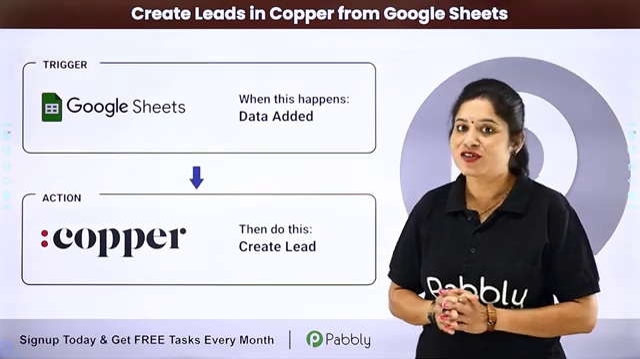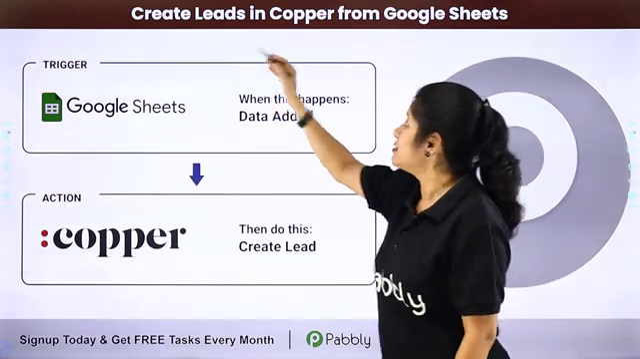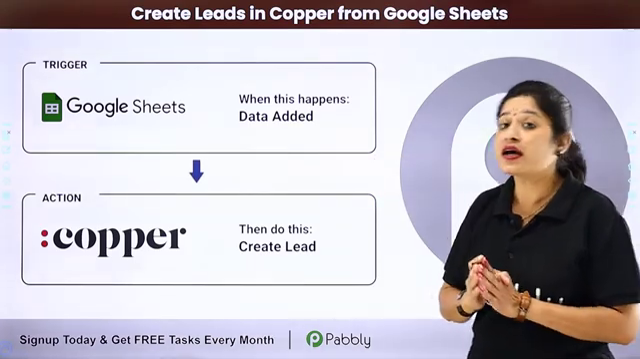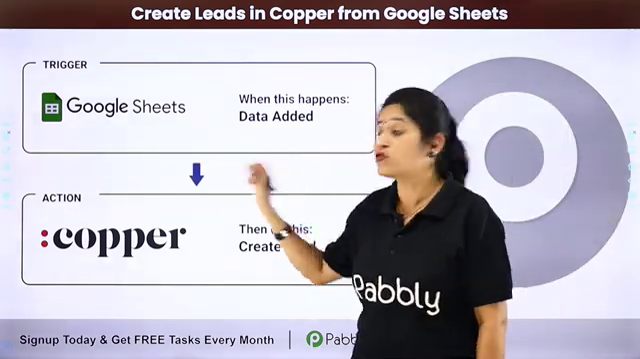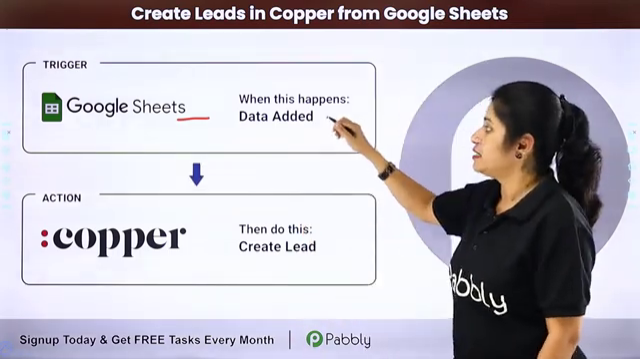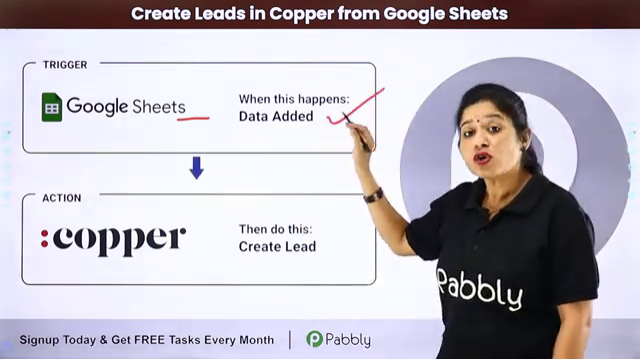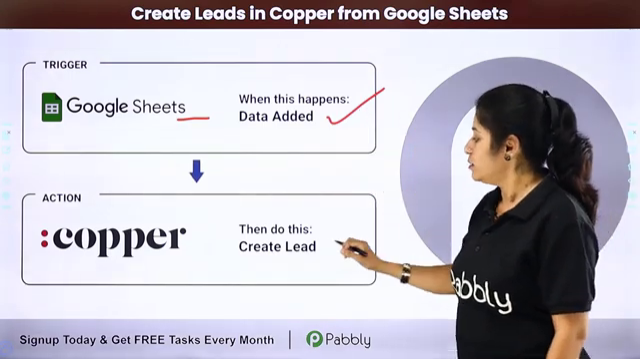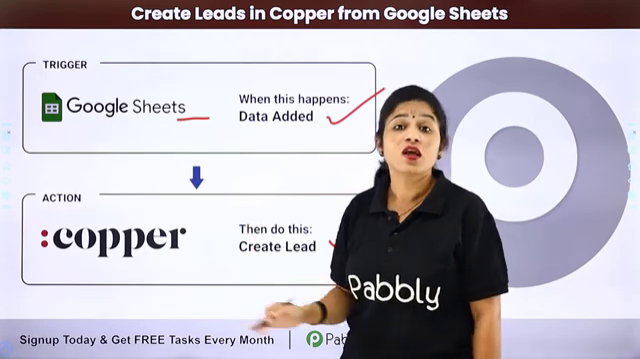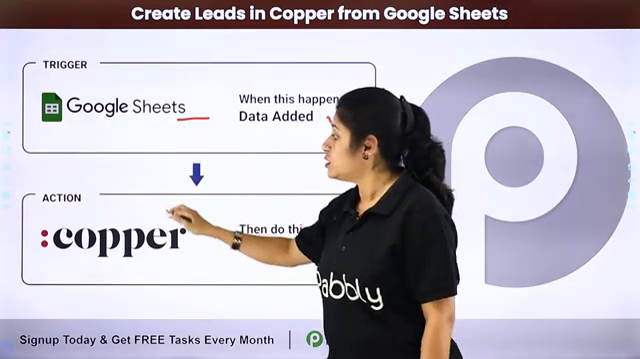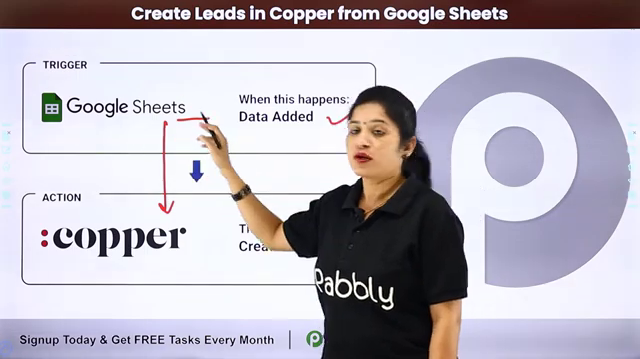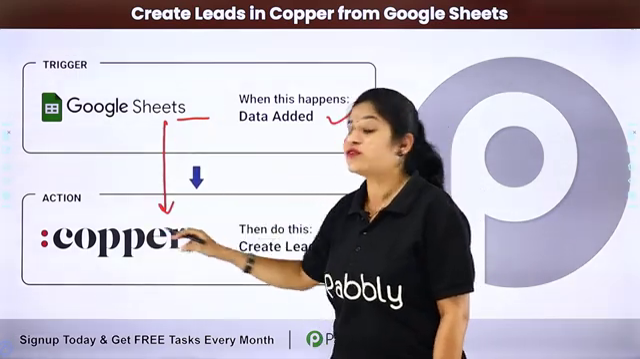In this video, we are going to learn how you can create leads in Copper from Google Sheets. So the idea here is that you are collecting the lead details from various sources in your Google Sheets. Now you want that whenever a new contact detail is added to your Google Sheet, automatically using those details, a new lead should get created into your CRM software application, that is Copper. For that, you need to integrate your Google Sheets with Copper CRM. So here your trigger application would be Google Sheets and your action application would be Copper.